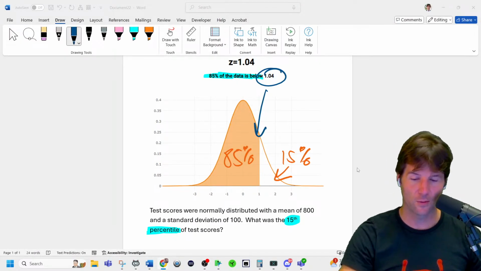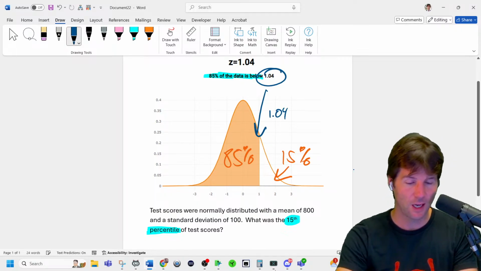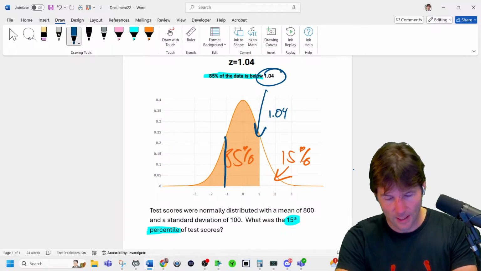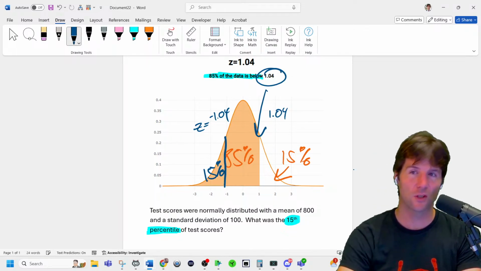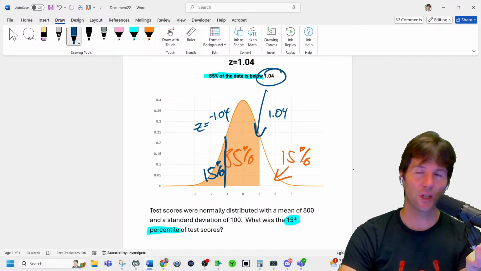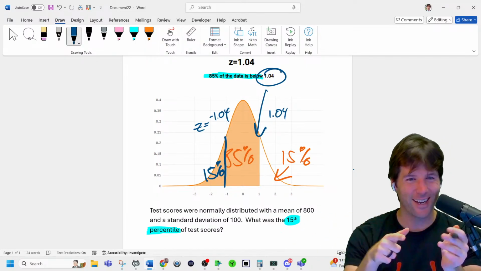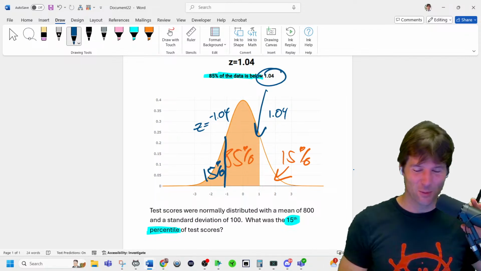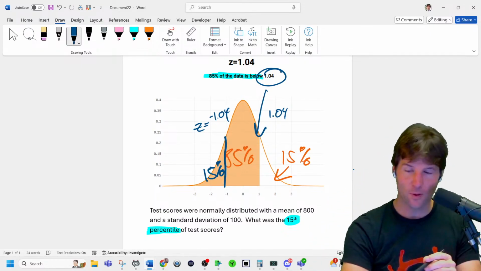Great job, Clay. You're right. If we know that this is at 1.04 for the top 15%, then this would be at negative 1.04 for the bottom 15%. Does that make sense what we deduced there? The top 15% is at a z-score of this, and the bottom 15% would just be on the other side. Preston's got the answer. I like using 100 because then it's easier to do the standard deviation, but Preston is correct.